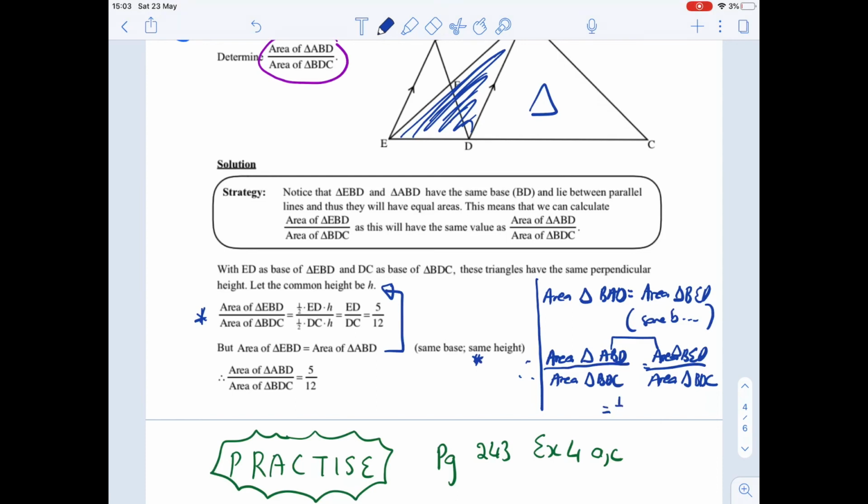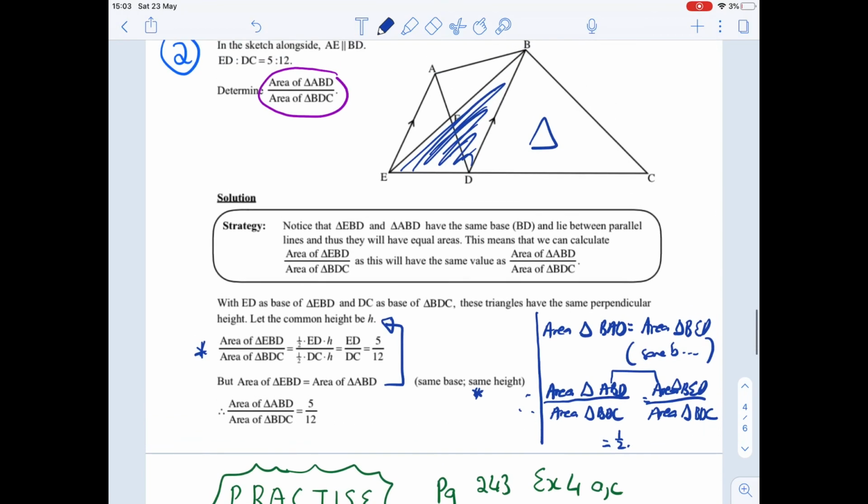And then this one here is going to be a half times your base. What's BED? It's ED times the height over half my base, which is DC times the height. Cancel, cancel, cancel, cancel. ED over DC, we already know, is going to be 5/12, and there we have the answer.